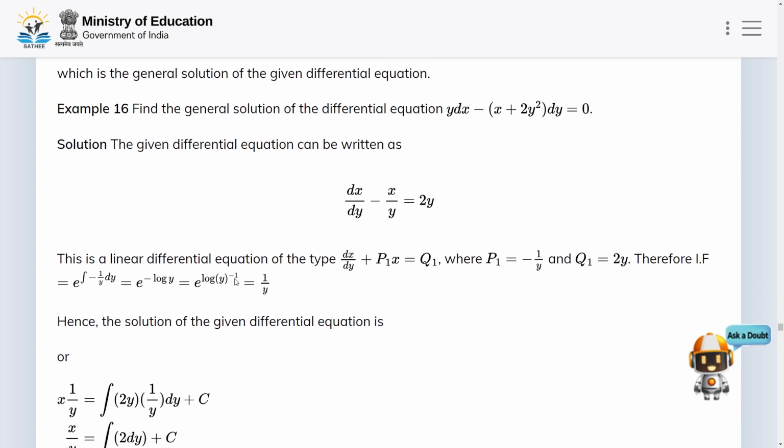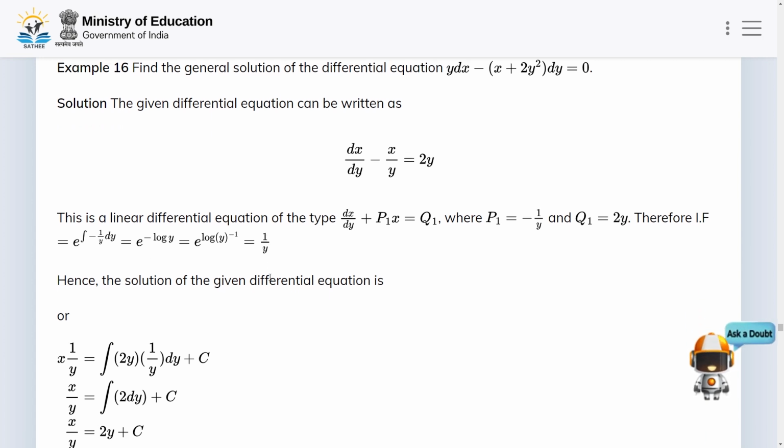Next example. First of all, try to make the general form. You will have dx by dy minus x by y is equal to 2y. This means p1 will be minus 1 by y, q1 will be 2y, and the integrating factor will be e power integration of p1 dy, as you can see. After simplification, you will have 1 by y.